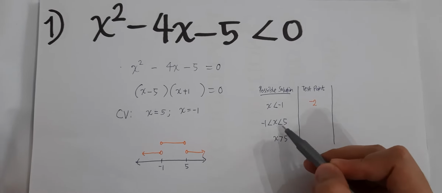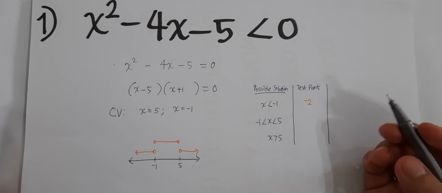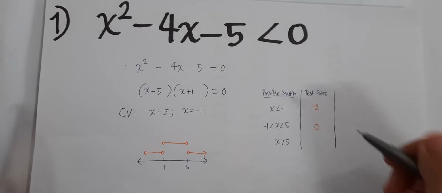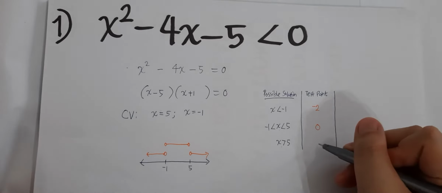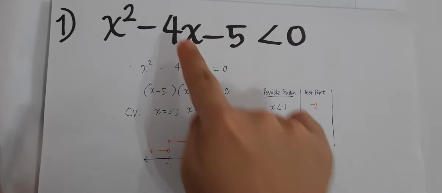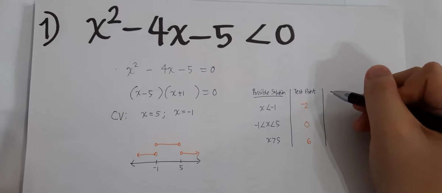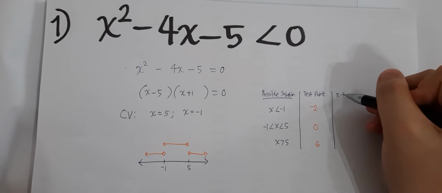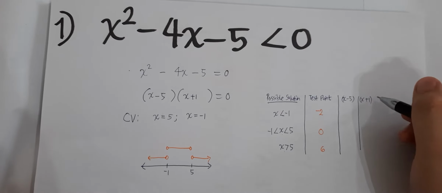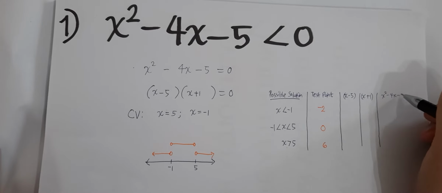Or from minus 1 to 5, minus 1 is not included, 5 is not included because there's no equal sign. So it could be 0, 1, 2, 3, 4. So I will choose 0. For x greater than 5, I will choose 6. Now, I will test these values in my quadratic inequality. There are two ways. You could substitute it to your factors and take the signs, and that will be equivalent to this.